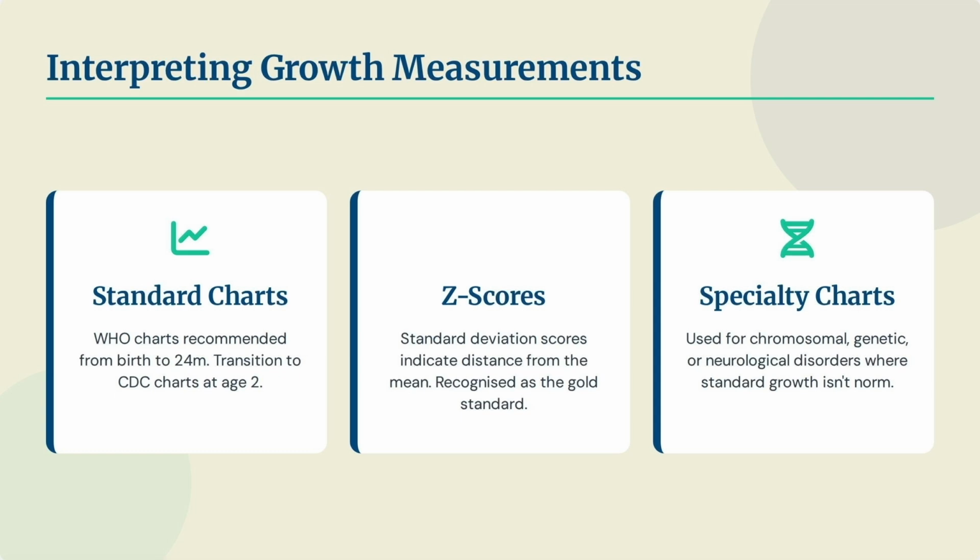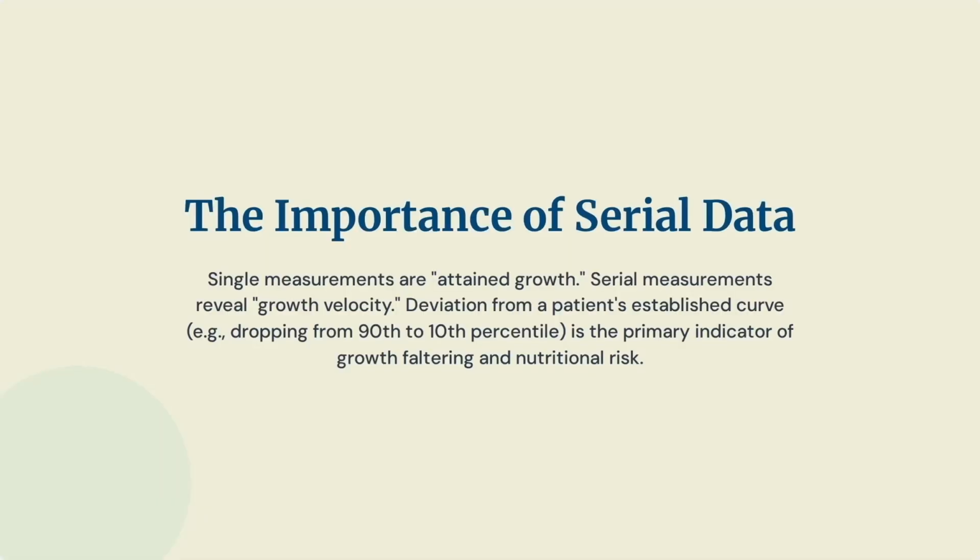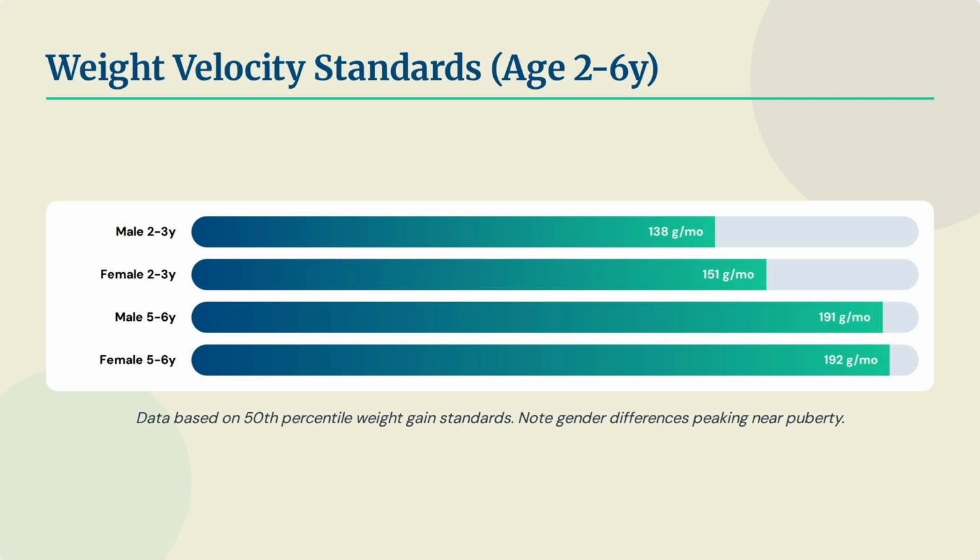Although some information can be gathered from measurements at a single point in time, historical measurements help the dietitian understand the child's growth pattern and determine if there is concern for growth faltering. Figure 1.1. Whenever possible, the dietitian should obtain historical data to accurately assess a child's growth pattern. Appropriate weight gain standards are based on WHO growth chart data from 0 to 24 months and Centers for Disease Control and Prevention CDC growth chart data from 2 to 18 years.